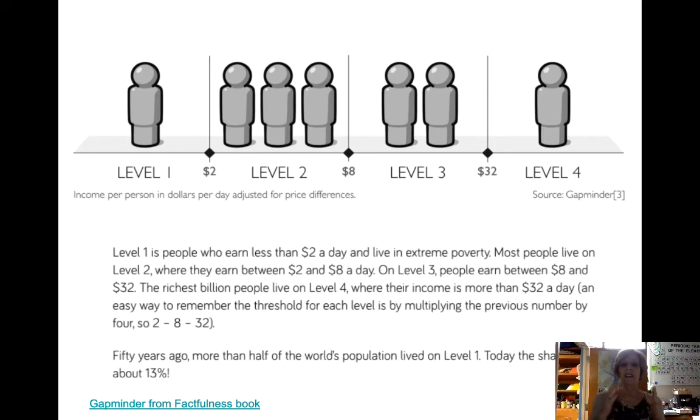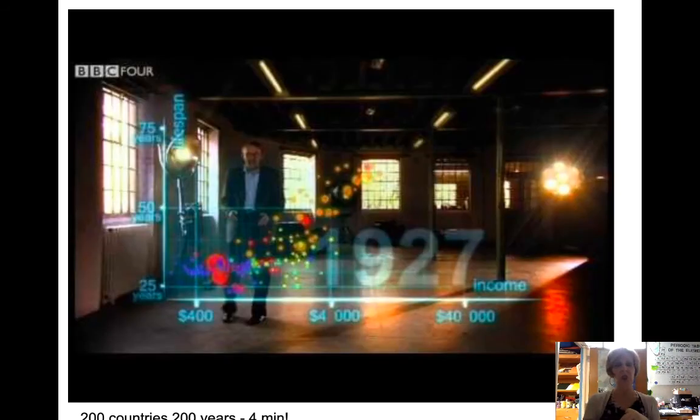So let's say 50 years ago, more than half the world's population lived on level 1. Think about that. 50 years ago, more than half the world's population lived here. Today, level 1 is only about 13% of the human population. So we are improving, and that has some really wonderful things, but it also has its own challenges.